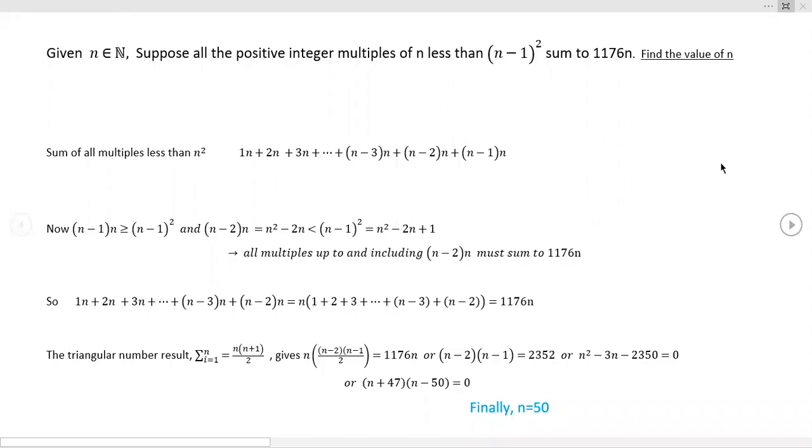I guess it's a stated problem, and it's sort of clumsily worded, but I thought it was kind of interesting. So let's see if we can take a look at it here. Now, n is a natural number, a positive integer.